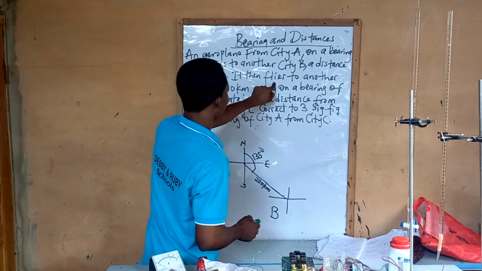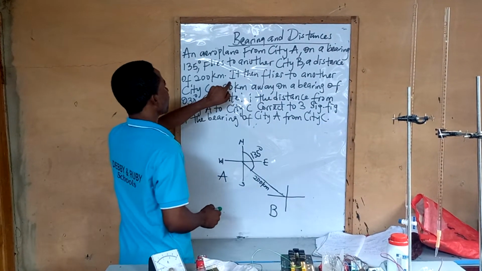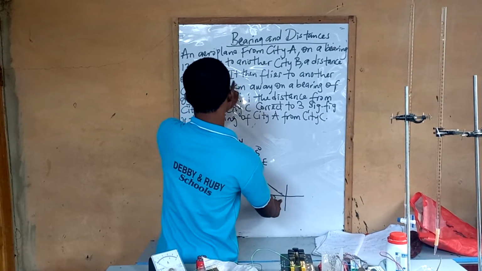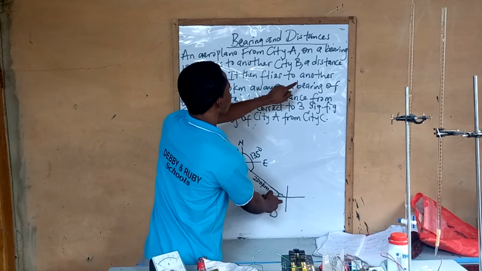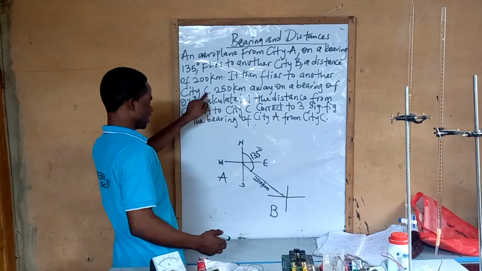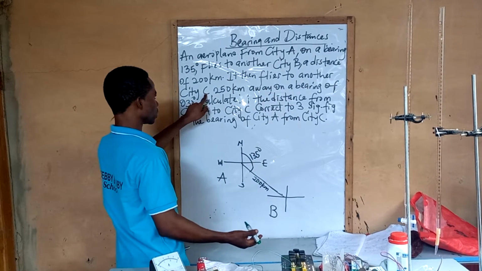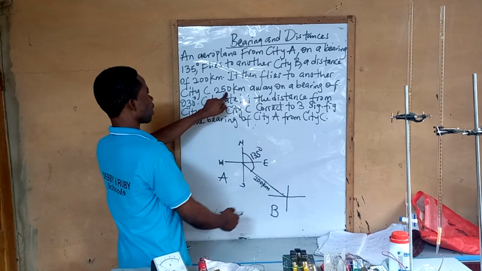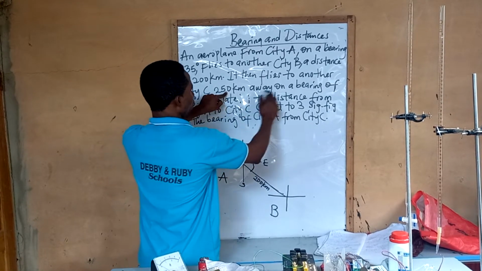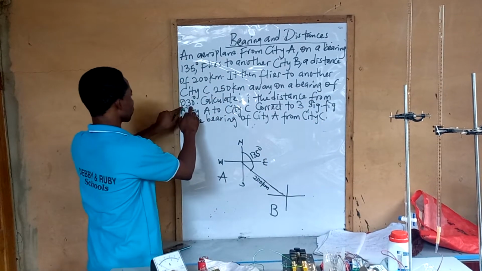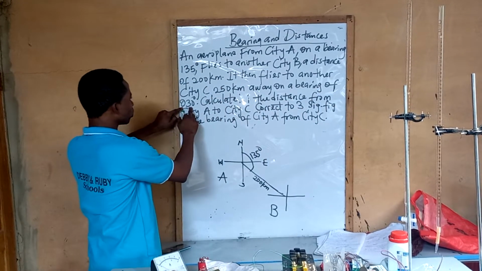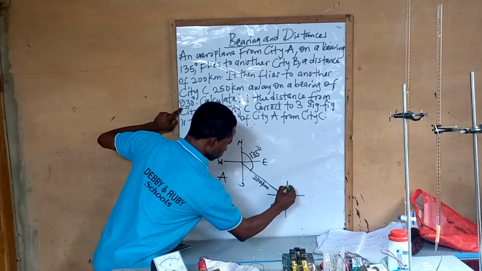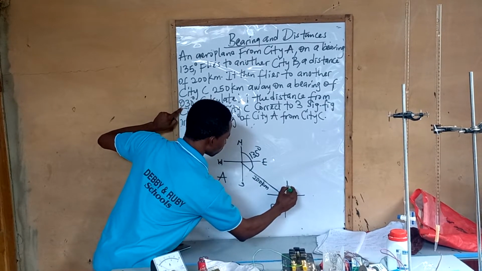It then flies. That means when that aeroplane reaches city B, it flies from city B again. That's the meaning of it then flies to another city C. On which bearing? Although it's 250 kilometers, don't just draw it. You have to know the bearing. Away on a bearing of 030 degrees. And I told you anytime you see 3 digits, you start from north. So that means when you get to city B, you come to the north, 030 degrees.